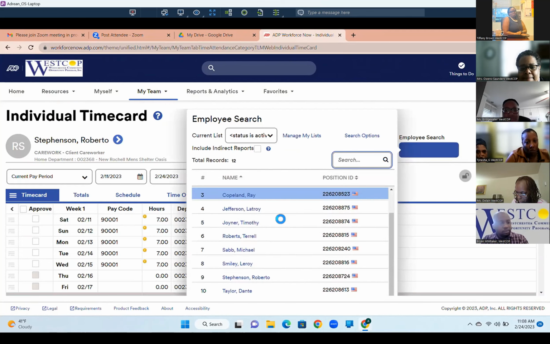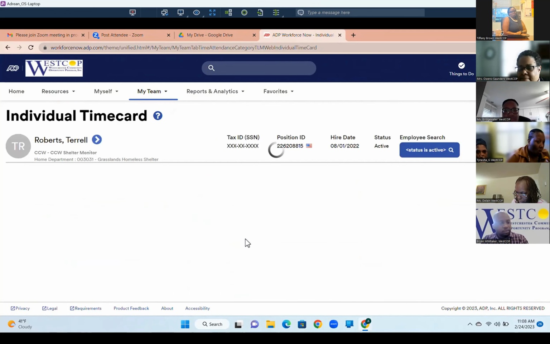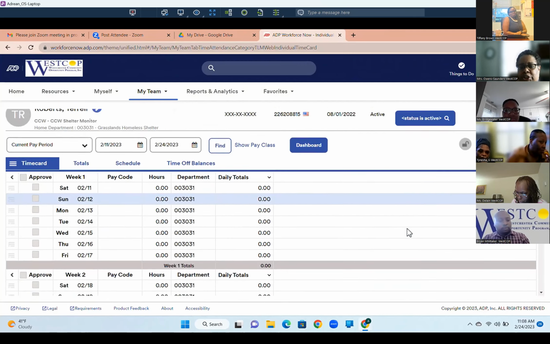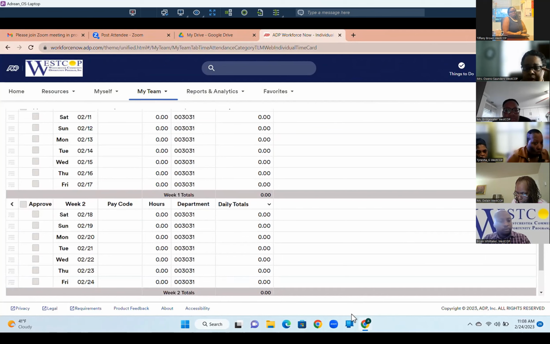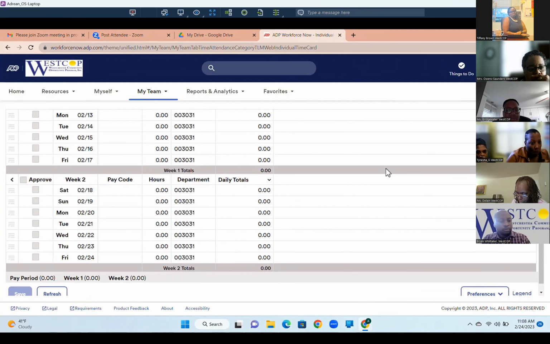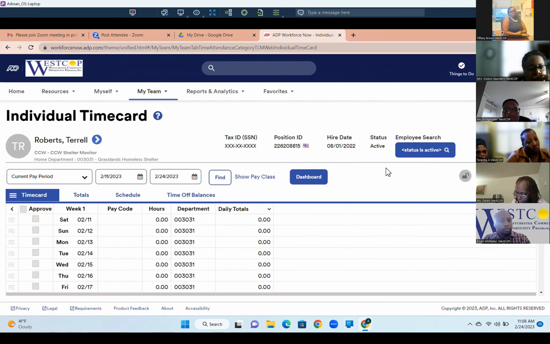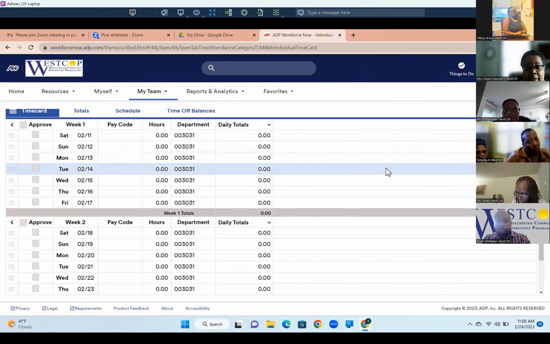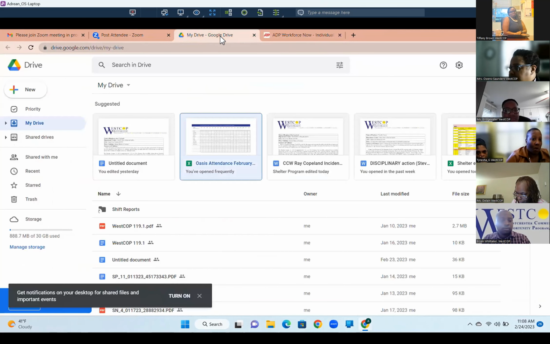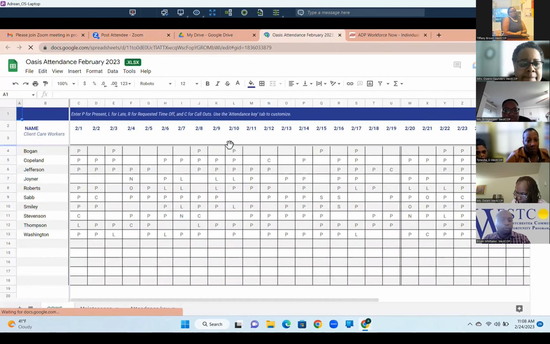Okay, so let me move on to Terrell Roberts. So the sheet that was behind, that's the one that shows he's still being charged to Grasslands. So we have to email payroll about that. Okay, so what's his time? A lot of lates, a lot. But you hit it behind the thing. Here? So you see where it says Oasis attendance for February, go down to that.